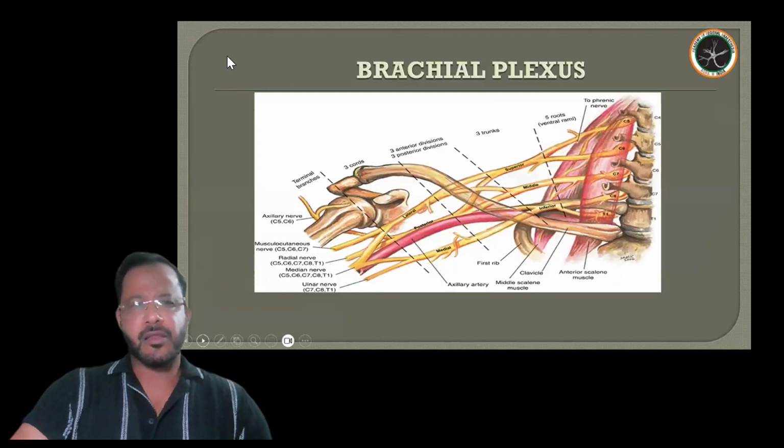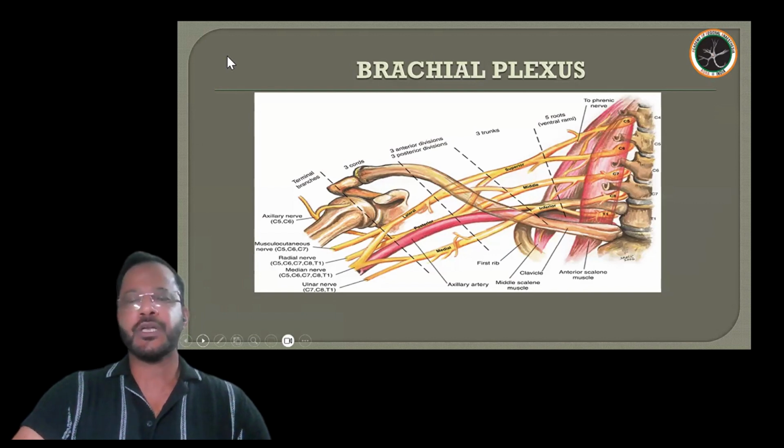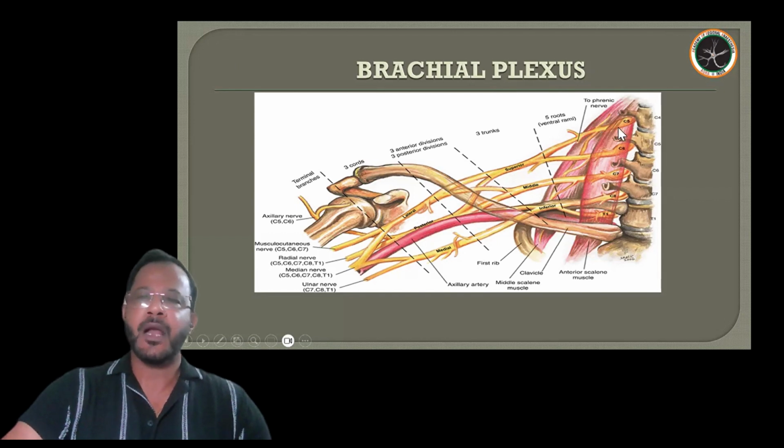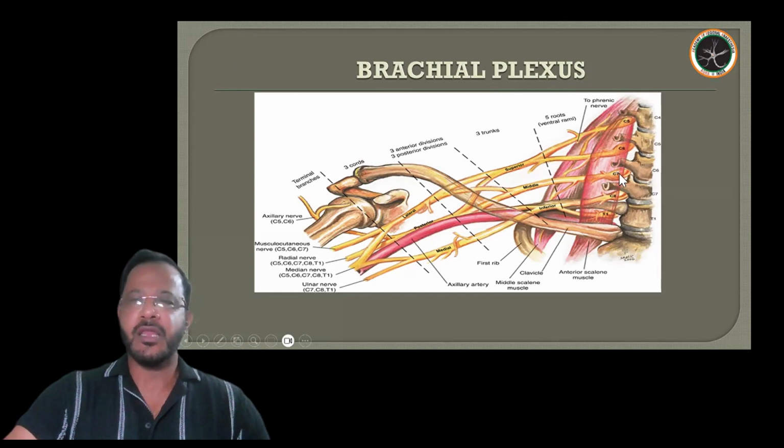So coming to the brachial plexus, it provides innervation to the entire upper arm. The brachial plexus is formed by the ventral rami of four cervical and one thoracic vertebra, starting from the ventral ramus of C5, C6, C7, C8, and T1. The C5 and C6 ventral rami come out of the intervertebral foramina and join to form the upper trunk. The C7 continues as a middle trunk, and C8 and T1 join to form the inferior trunk.